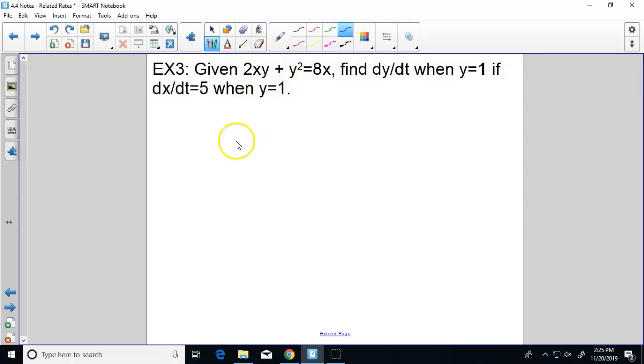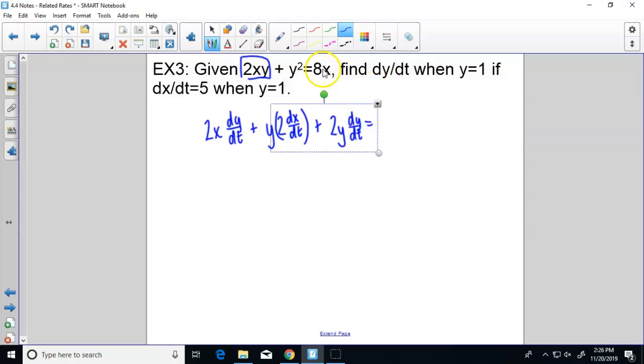Okay, so for the derivative, what have I got to use to take the derivative of this first part? Product rule. So I'll have 2x times the derivative of y, which is dy/dt, plus y times the derivative of 2x, which is 2 dx/dt, plus y squared. I'm going to have 2y dy/dt equals 8 dx/dt.